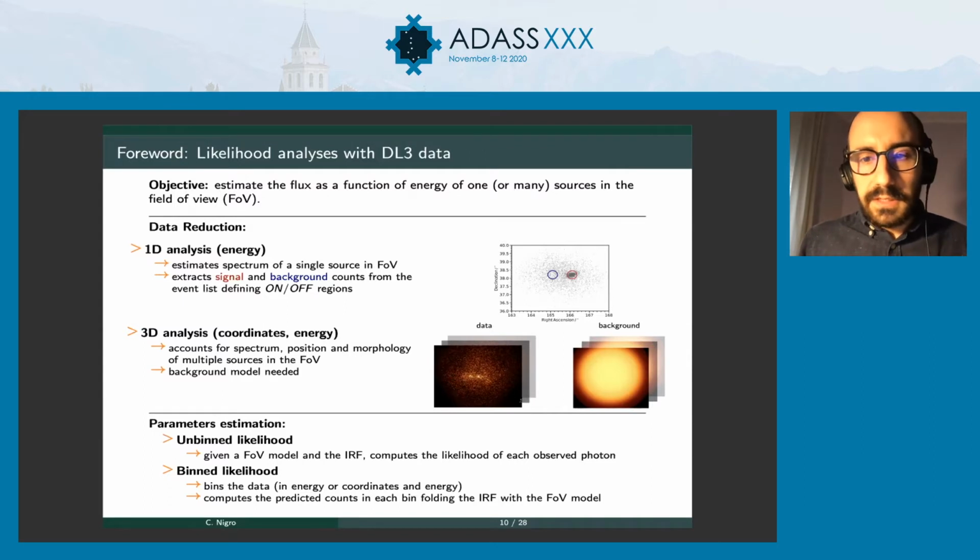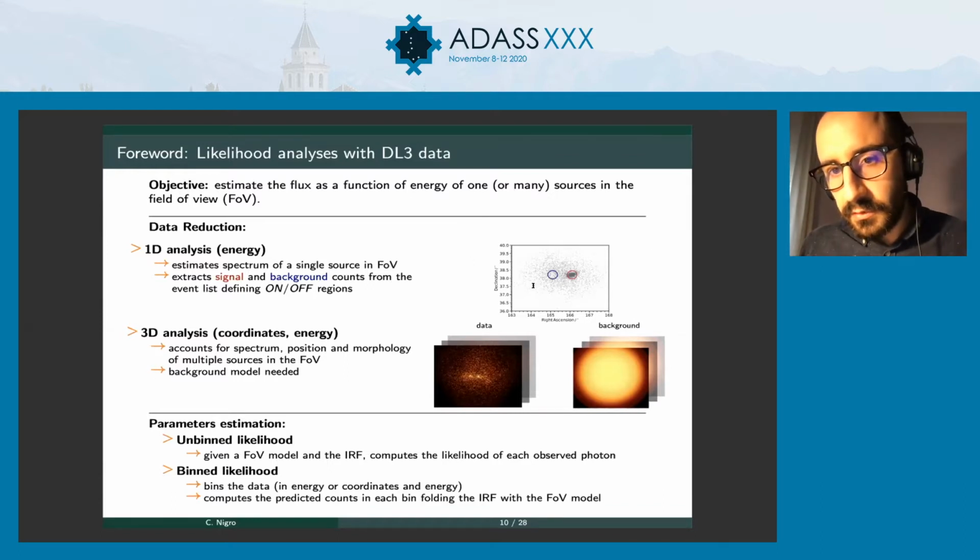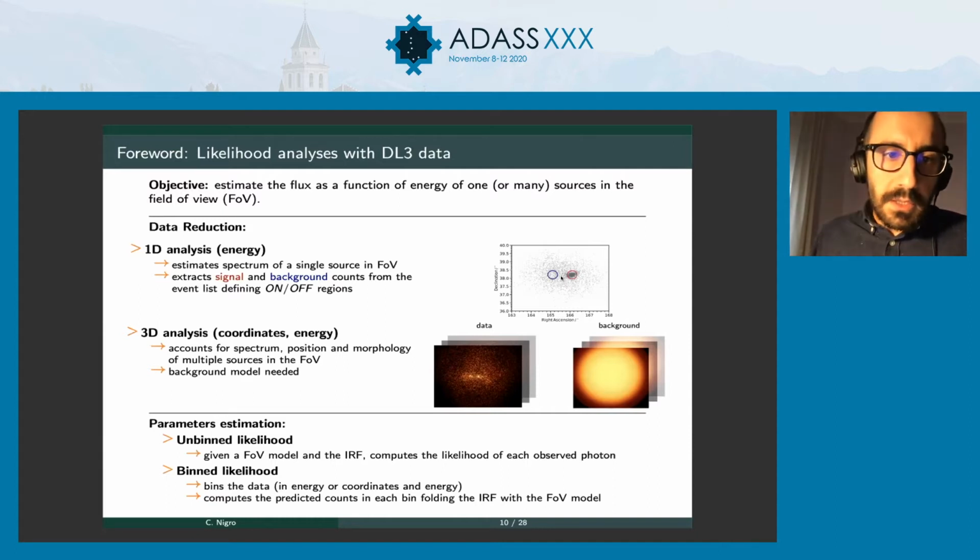So for what concerns the data reduction, we can do either a 1D analysis or a 3D analysis. In the 1D analysis, you will estimate the spectrum of a single source in the field of view, and you will extract signal and background counts from the event list itself. Given the events that you have, you can see here the right ascension and declination of all the photons in an event list. You see that the cluster of photons, of gamma rays, corresponds to the source. So you will use this as a signal ON region, and you will extract the background from another region not containing the source. In this case, we reduce the spatial information in this way.